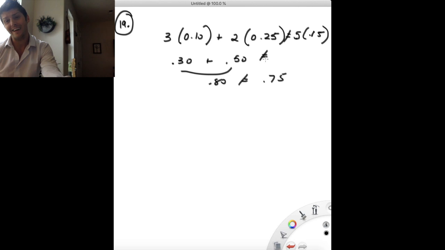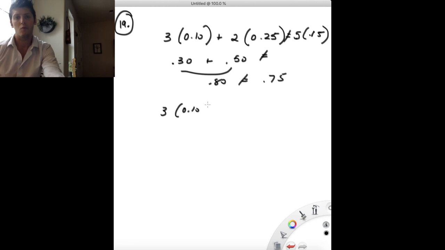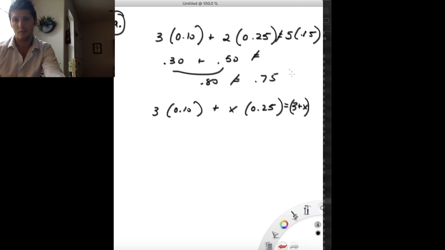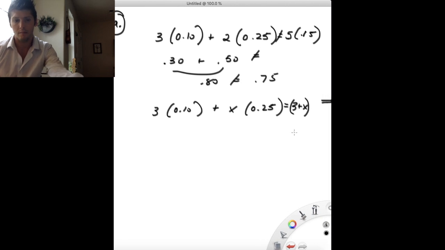And look, it's the non-calculator section, so it's not going to be some crazy number. You could try out 1, see that that's too small, and then get 1.5. But what you should really do at this point is generalize this equation so you don't have to just keep plugging through. So you go, well, look, some unknown amount of the 0.25 could be written as x times 0.25. And the total is 3 plus x times the stuff that we wanted, which would be 0.15. So that would be your equation.